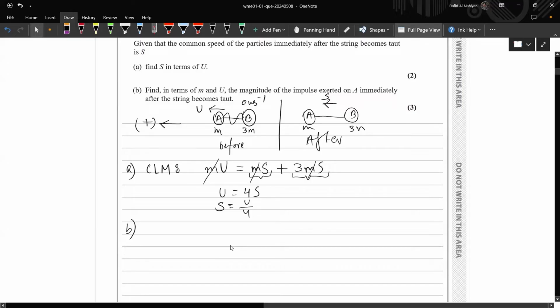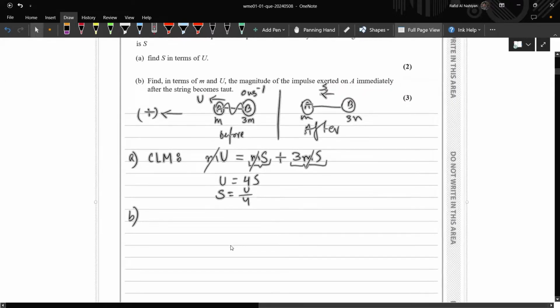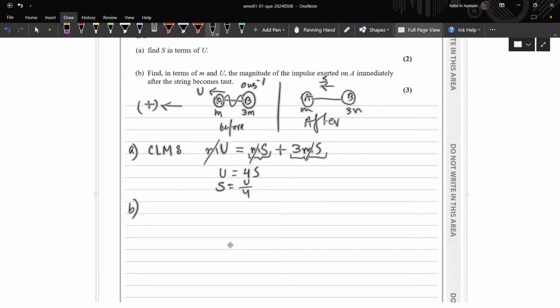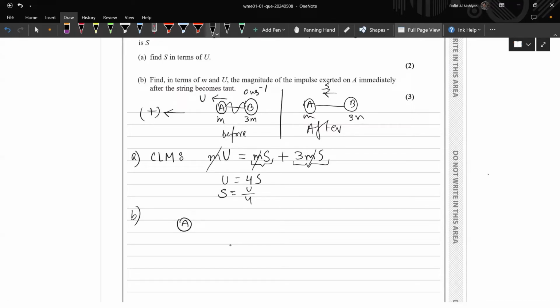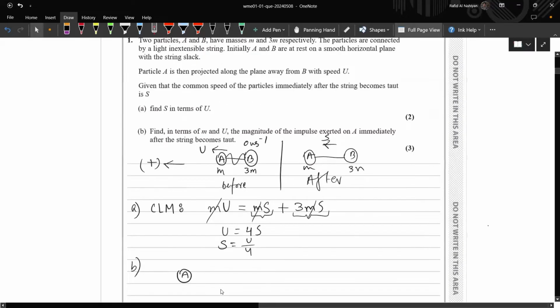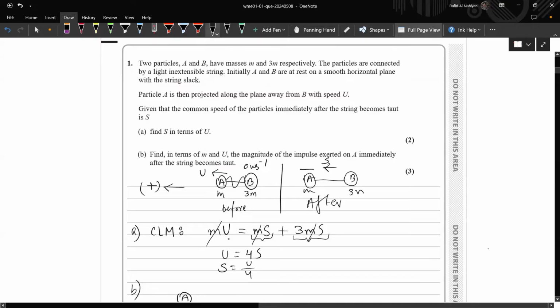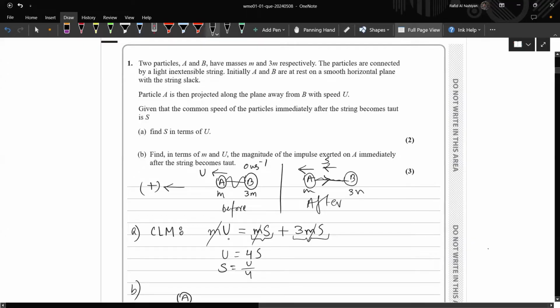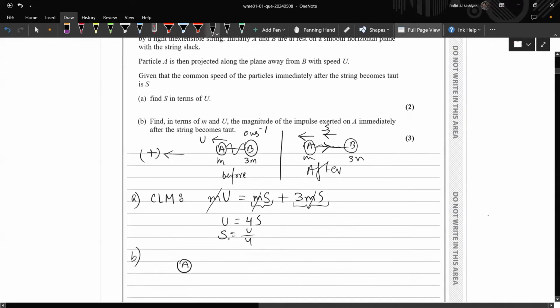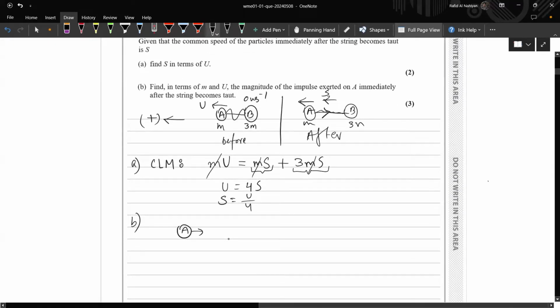It says find in terms of m and u the magnitude of the impulse exerted on A immediately after the string becomes taut. Magnitude of the impulse exerted on A. So we're talking about A only. So if we look at A here, the impulse. So as particle A is projected away from B, and since there is a string between them, what's going to happen is as we project A, and when the string becomes taut, there's going to be an opposing force on A. Okay, so the force is going to be in this direction, and it's going to be provided by the tension, by the string. So the impulse is going to have a direction towards B.